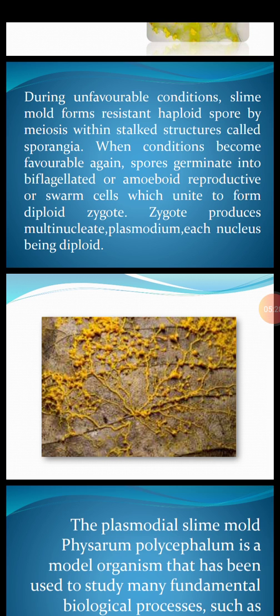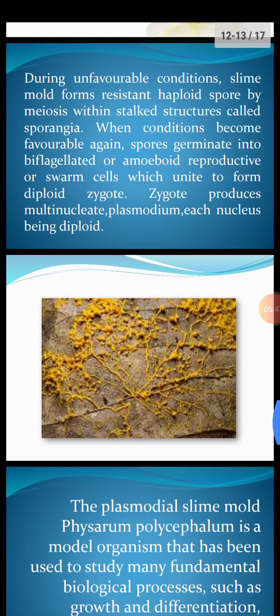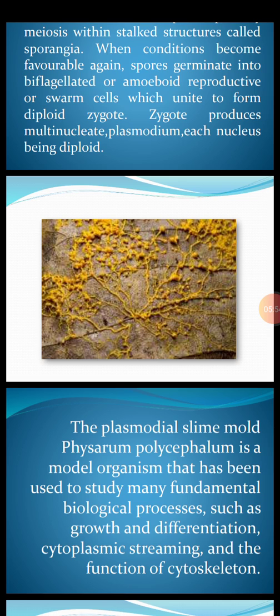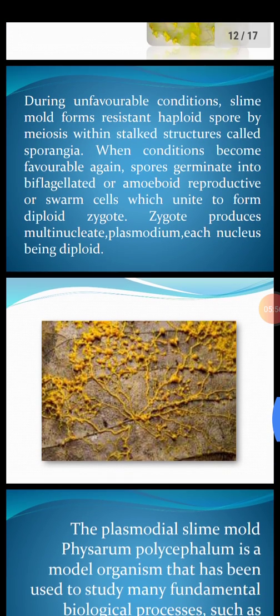When conditions become favorable again, spores germinate or grow into biflagellated, having two flagella for movement, or amoeboid reproductive cells or swarm cells, which unite. These reproductive cells fuse to form a diploid 2N zygote. Now the zygote produces a multinucleate plasmodium. Each nucleus is diploid. A zygote is also diploid, 2N. Image of slime mold is shown.